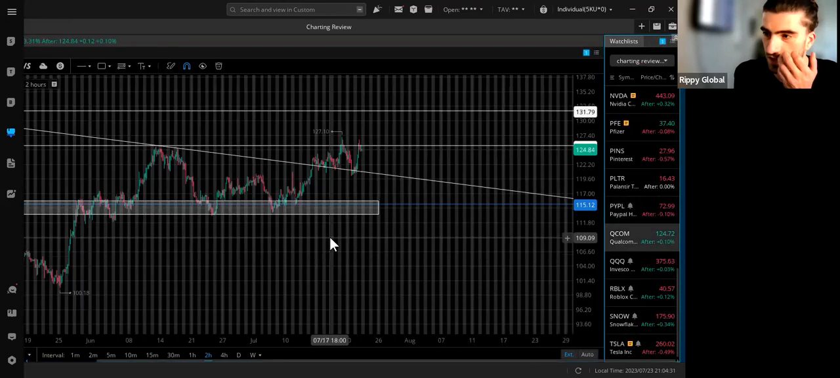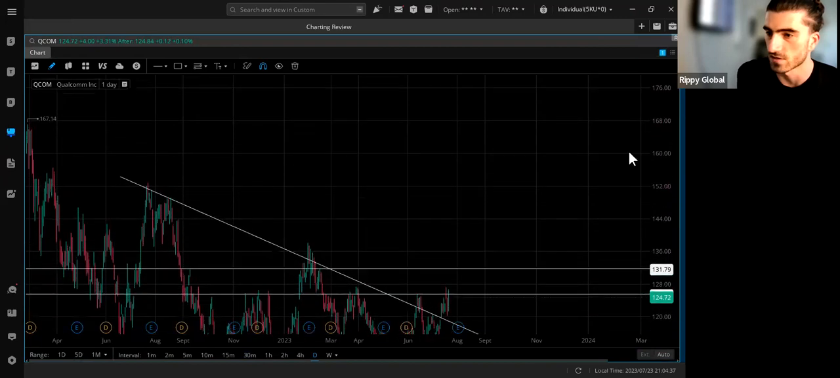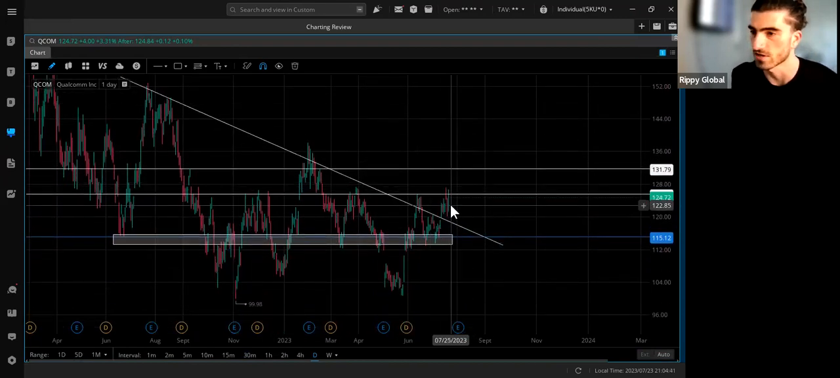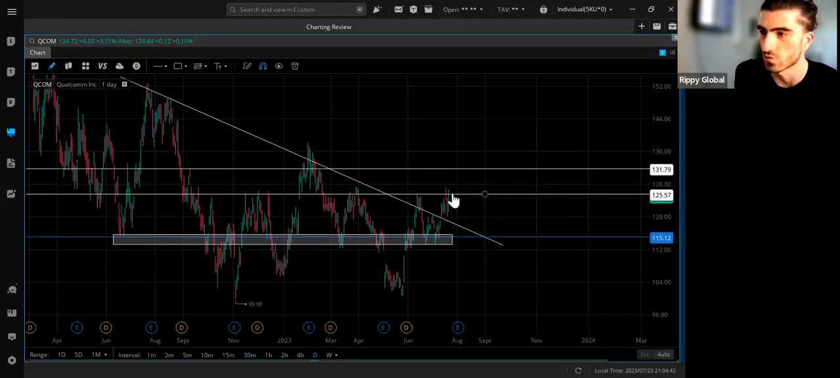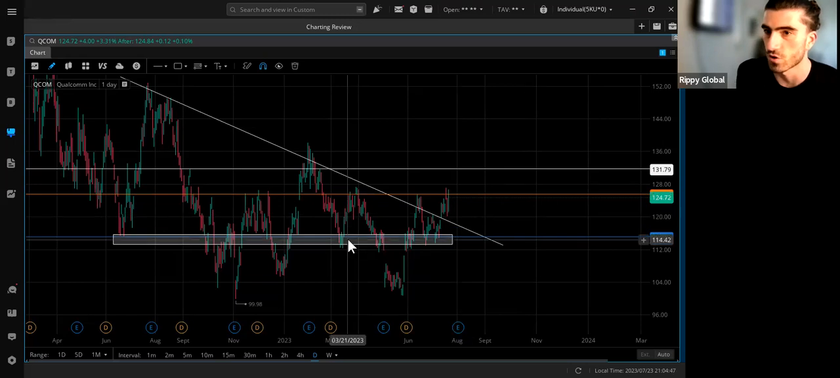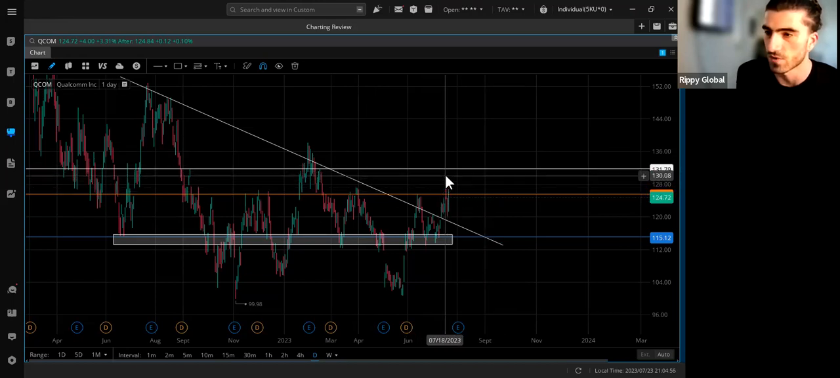So looking at QCOM, I'm going to the daily just to see a bigger picture. We have charted this before. From what I see now, we broke out of the trend, kind of held, and now we're trying to break to the upside more. We have a level at roughly 125.5 as a resistance, and that's currently where we are sitting just below. If we break that 125.5 a share, I do see a momentum push up to that 131 possibly.